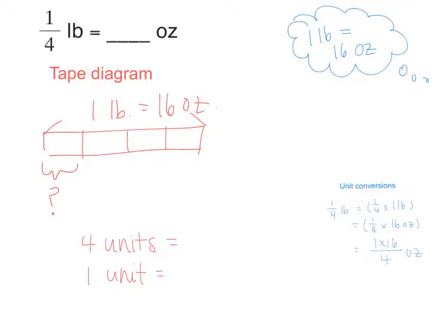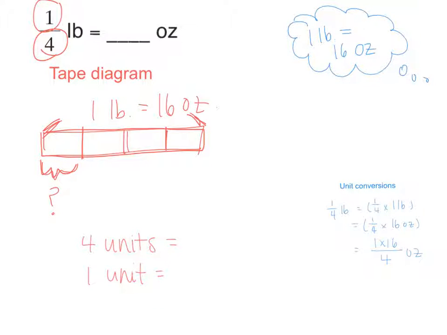And our whole piece of tape is going to be 1 pound. So at the top, label it 1 pound. But then also write equals 16 ounces because we know that 1 pound is 16 ounces, right? And then because we're trying to find 1/4, we're going to divide that into how many units? 4 units. And we're going to show that we're trying to find how much 1 unit is.